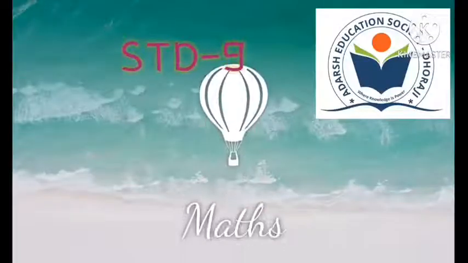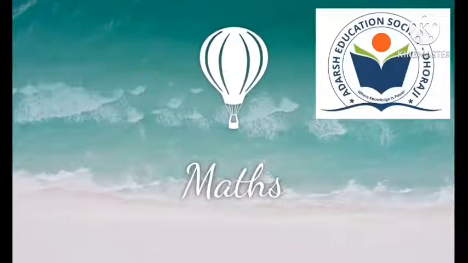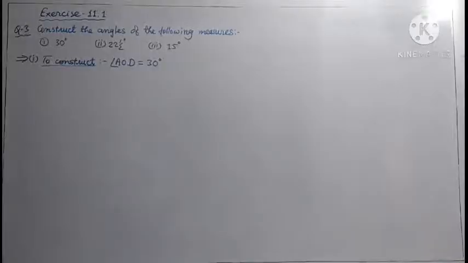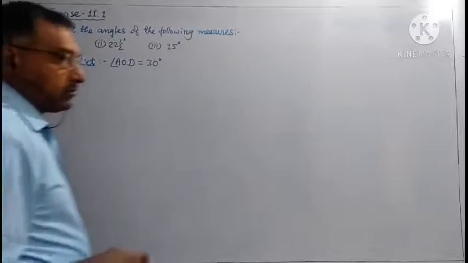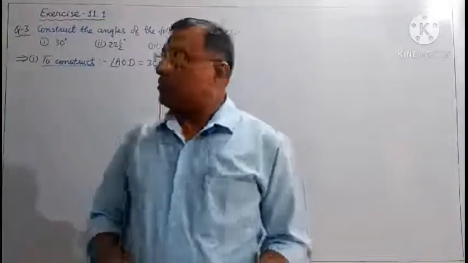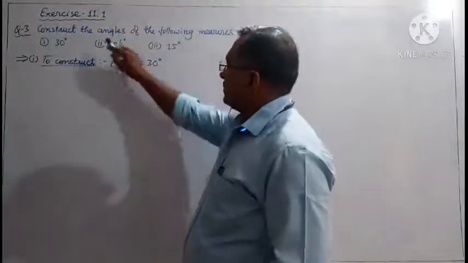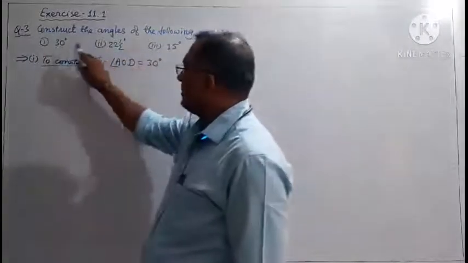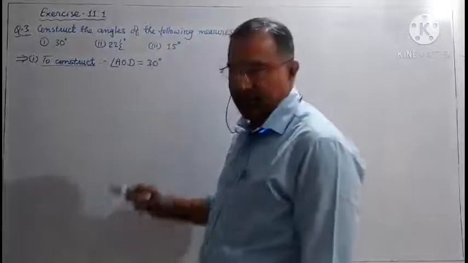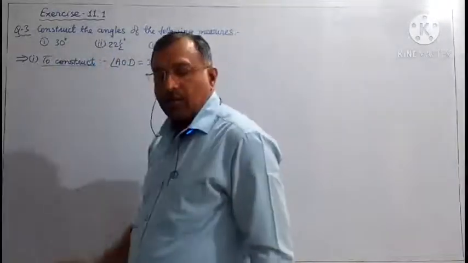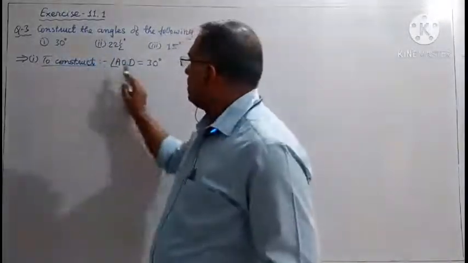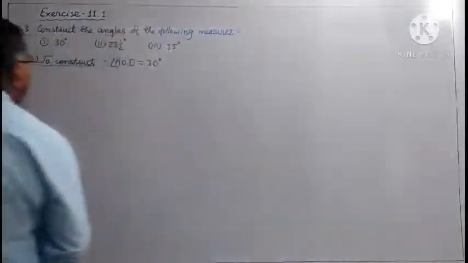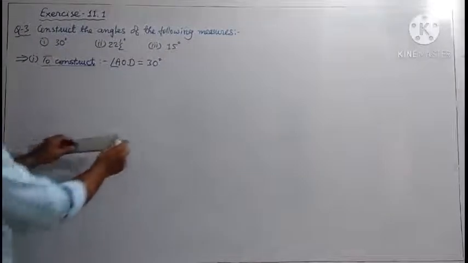Today in standard 9th subject mathematics we are going to learn chapter 11 constructions. Now today in question number 3 the construction: construct the angles of the following measures 30 degree, 22.5 degree and 15 degree. So first of all let us take how to construct angle AOD is equal to 30 degree. So first of all we have to draw ray OA.